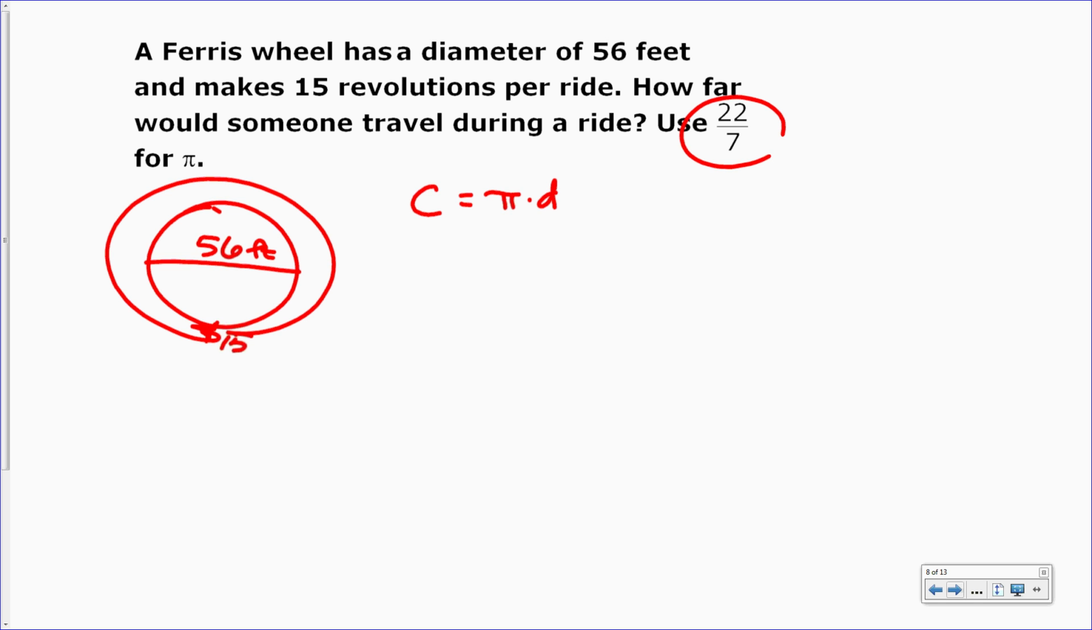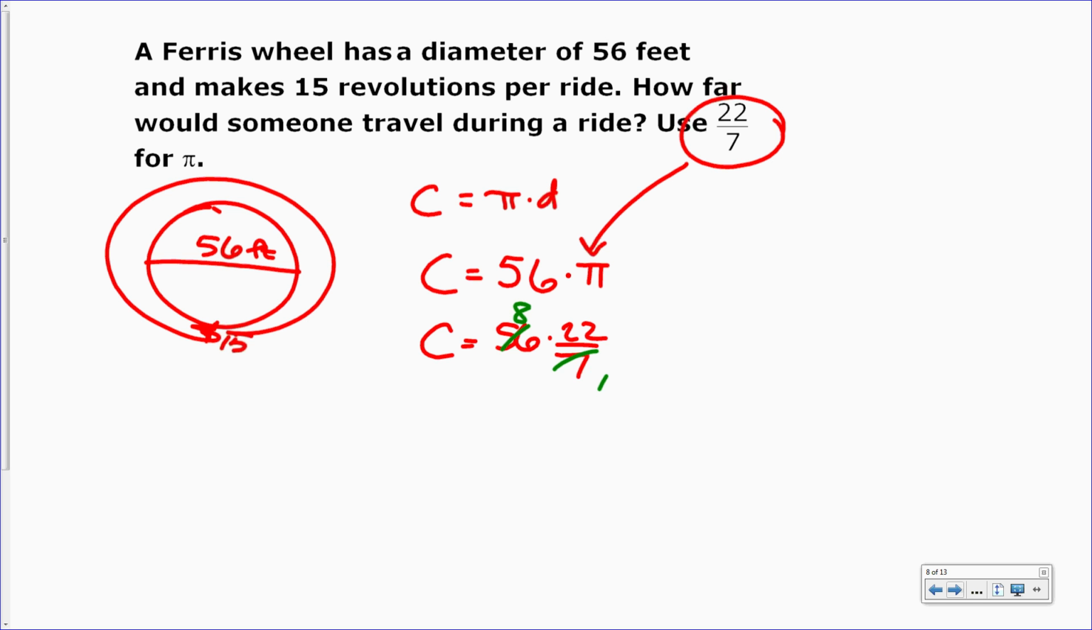But now it told us to use this number for pi. So let's do that this time. So my diameter is 56 times pi, but I'm going to plug 22 sevenths in. So 56 times 22 over 7. Now this is very handy because 7 goes into 56 8 times. So you really just have to take 22 times 8 to find out your circumference, which is 176 feet. Now this is rounded because we don't have an exact number for pi, but this is a close estimate to use 22 sevenths.